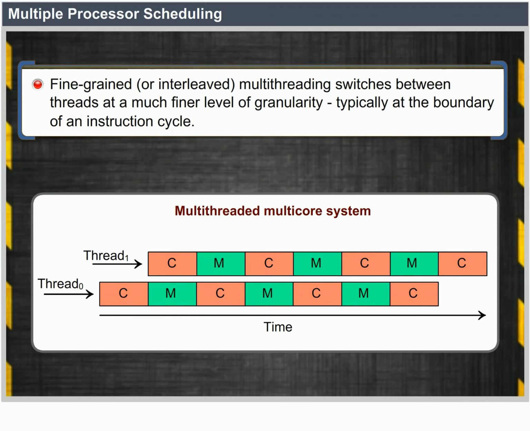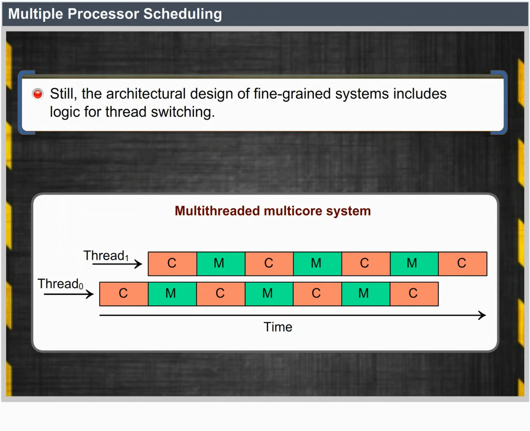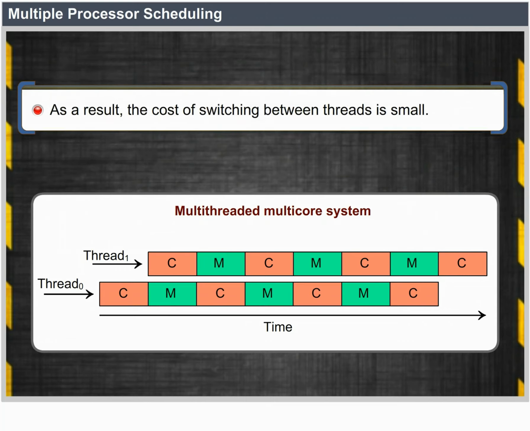Fine-grained or interleaved multithreading switches between threads at a much finer level of granularity, typically at the boundary of an instruction cycle. However, the architectural design of fine-grained systems includes logic for thread switching. As a result, the cost of switching between threads is small.